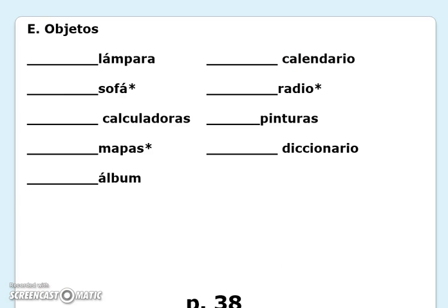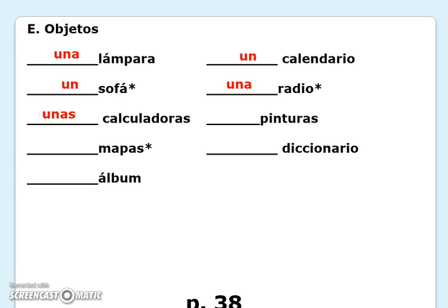Finishing out page 38, go ahead and answer for these objects. And again, use un, una, unos, or unas. Pause the video and then click to resume and figure out your answers. Una lámpara. Un calendario. Un sofá, because it's an exception. Una radio, because it's an exception.